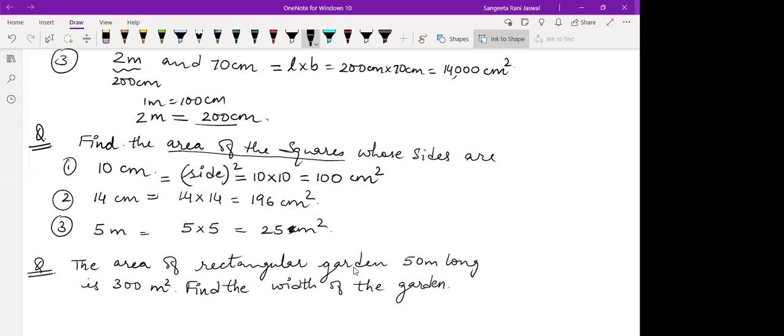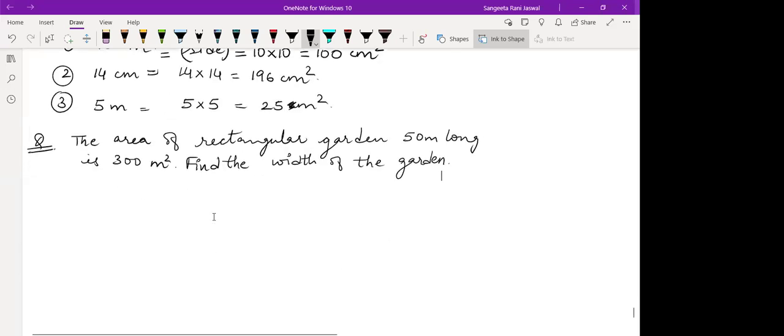The area of a rectangular garden which is 50-meter long. Long means what is given to you? 50-meter long is what? Yes, what is 50 meters, children? Ma'am, the length of the rectangular garden.